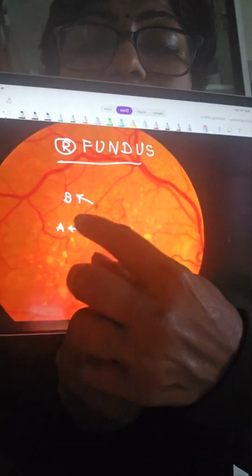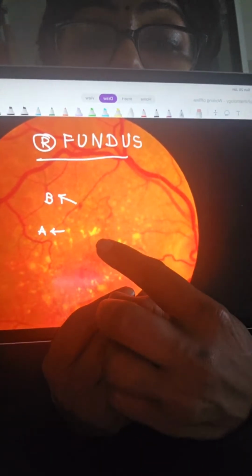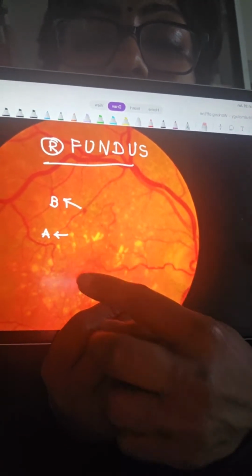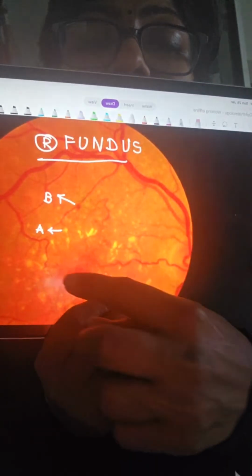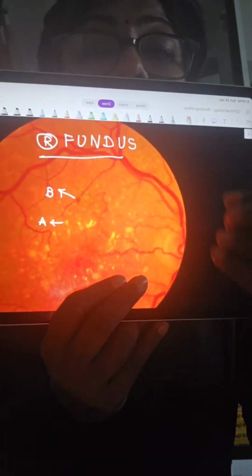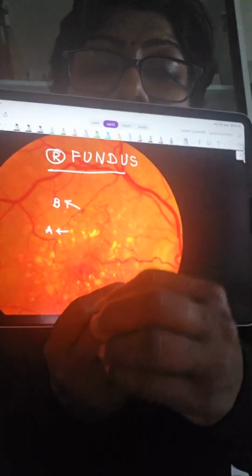So you can see the hard exudates, the bright yellow, well-defined spots. What are hard exudates? That is what I marked as A. So I have not marked all of them. So all these are hard exudates. Hard exudates are lipoproteinaceous exudates or deposits in Henle's layer. What is Henle's layer? Henle's layer is the outer plexiform layer at the region of macula. When hard exudates are arranged in a circle, it's called circinate retinopathy.